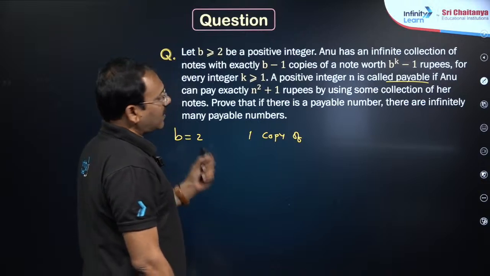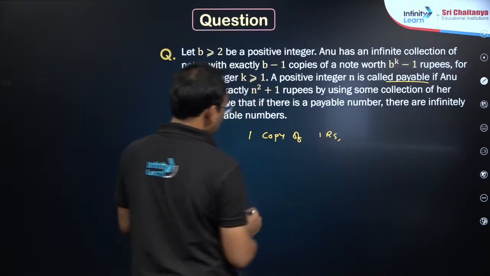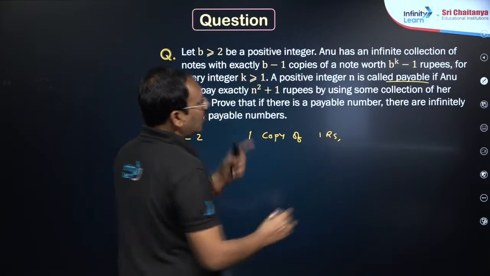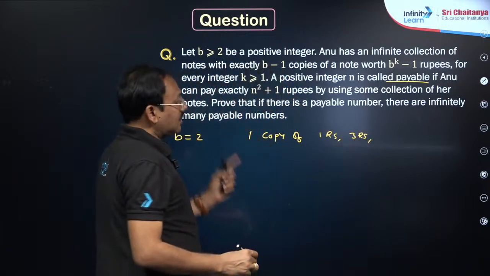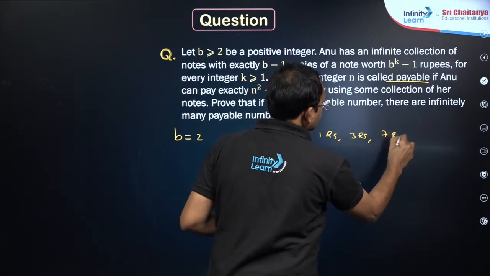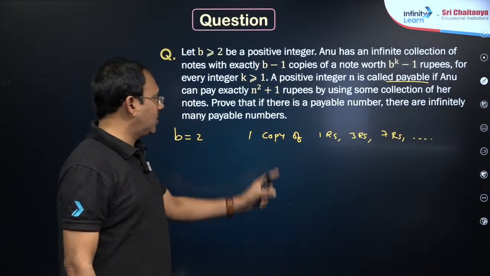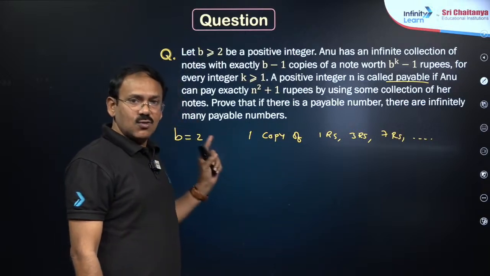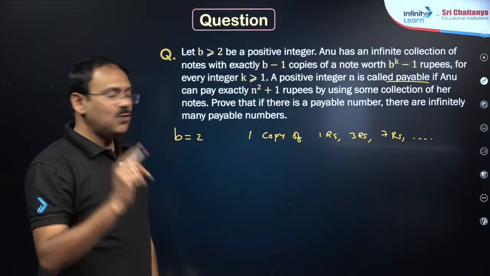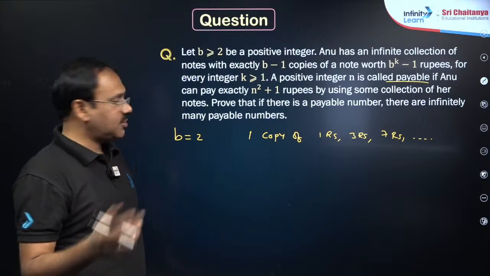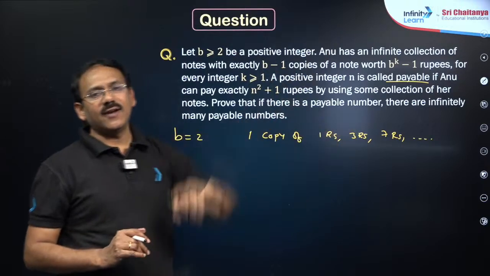That means k can be any natural number. 2 minus 1, 1 rupee, 1 copy of 1 rupee, and 1 copy of 2 square minus 1, 3 rupees, and next 2 cube minus 1, 7 rupees, and like this. These denominations are infinite, but 1 copy only. If you take b is equal to 2, that means they will have 1 rupee coin, 1 3 rupee coin, 1 7 rupee note. This number is fixed, but this goes indefinitely.